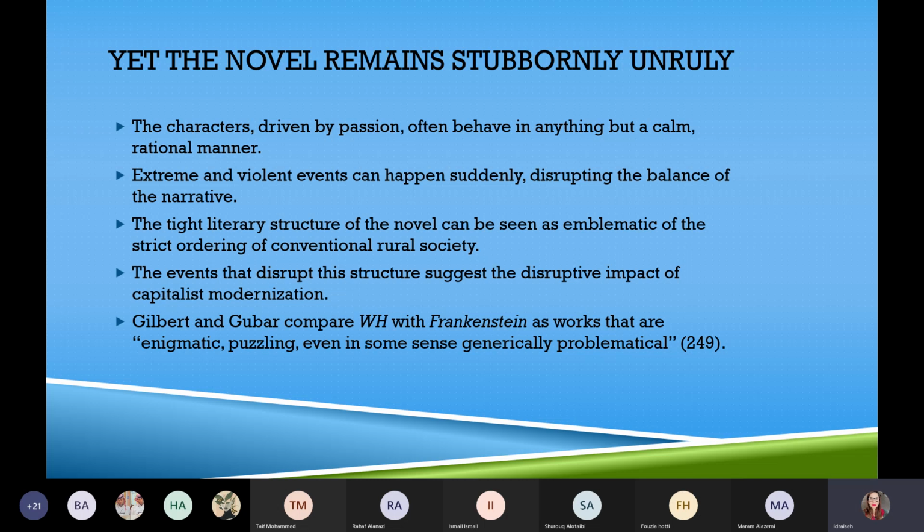We do have a tight literary structure of the novel that can probably be an emblem of the strict ordering of the conventional rural society. Probably Emily Bronte, in a way, is suggesting that when we have a structure and a way of doing things, it can just basically be impoverishing, and it won't be beneficial to anyone, because we're basically not robots. And having things moving toward urbanization and industrialization means that people have to behave according to certain principles.